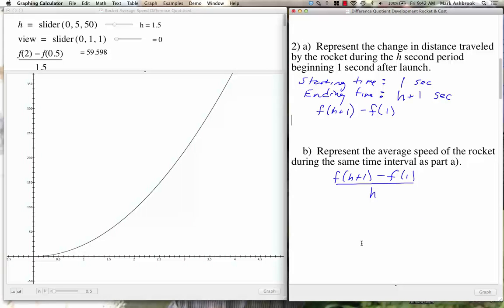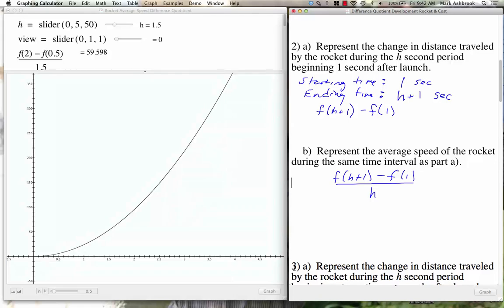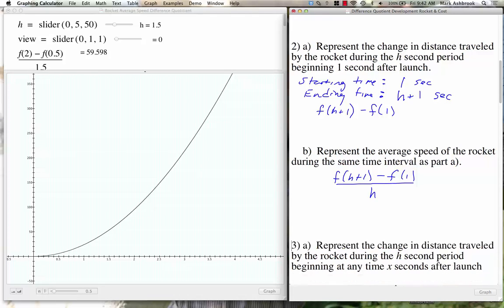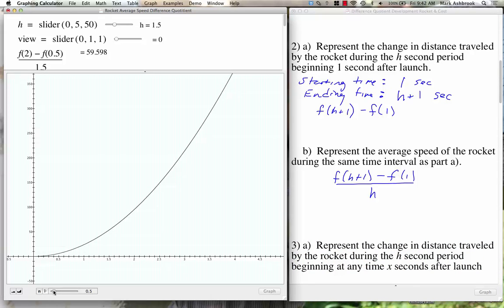Okay, keep going. Oh, so let me just show that on the graph. So h can be anything, and we want, so what are we talking about there?